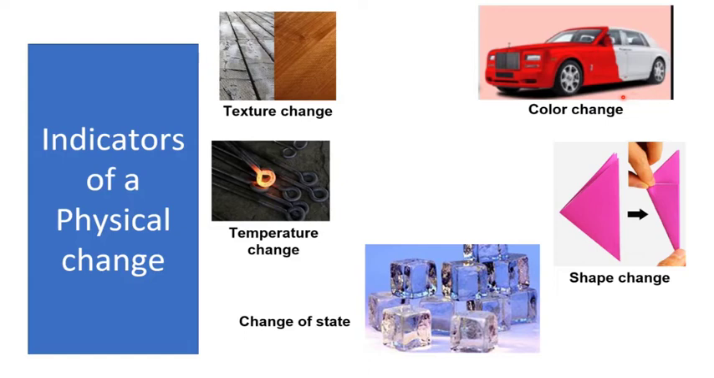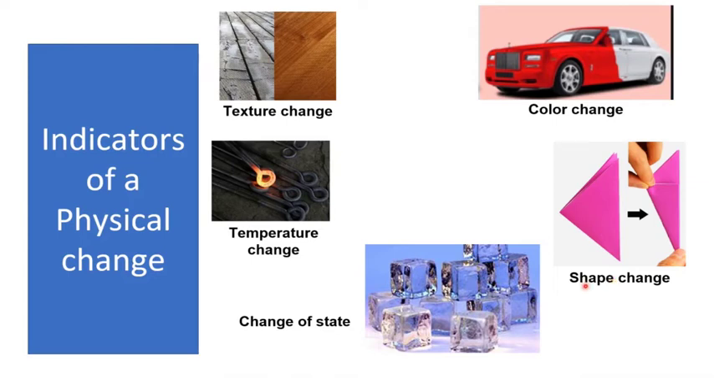Another indicator can be color change, although it was also in the chemical change, but here the identity is remaining same. For example, if you are painting a car, then the car or the material of the car remains the same, only the color has changed. The third indicator can be temperature change. For example, if you are heating up a metal or an iron pan, then the temperature of the pan has increased, but the identity or the material of the pan has remained the same. So this means that it is a physical change.